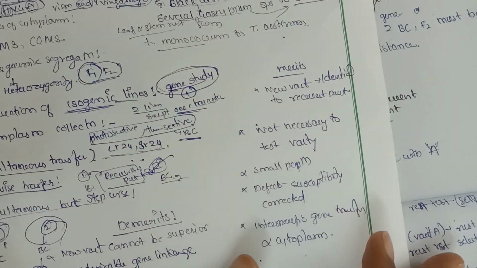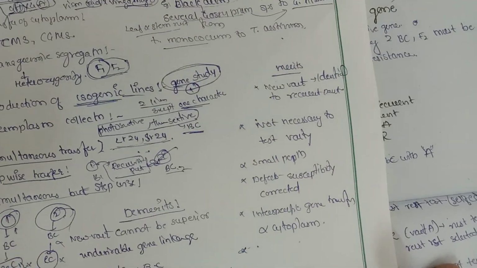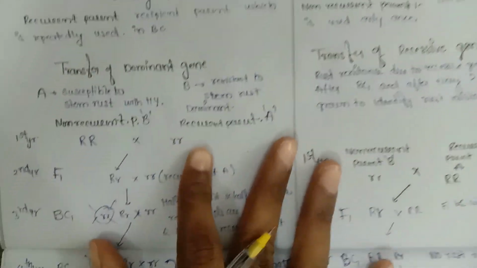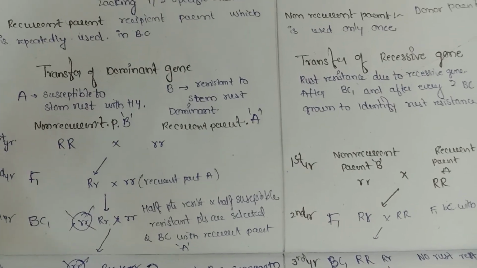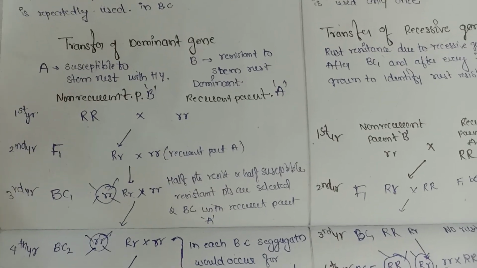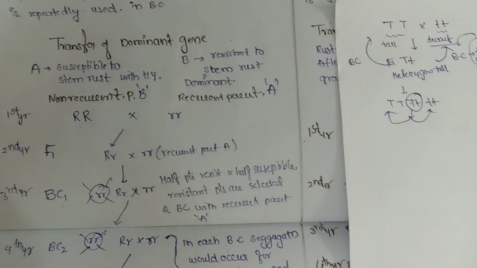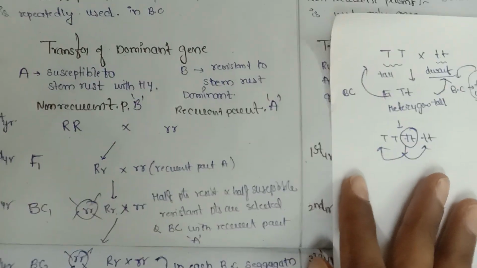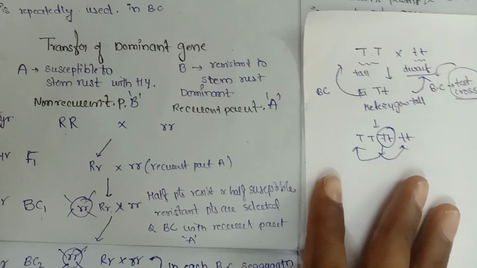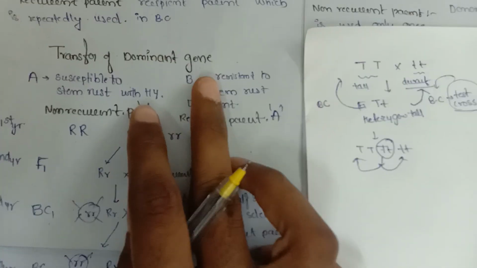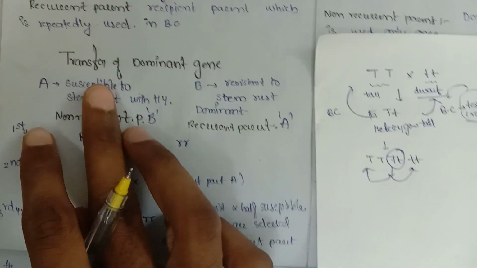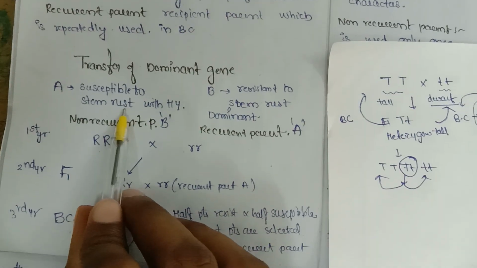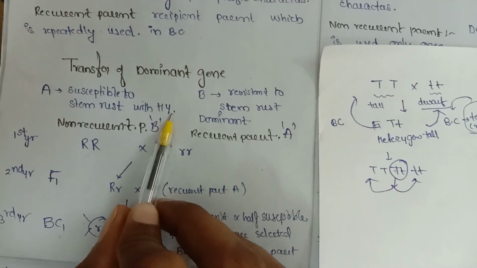Let us know what the advantages and disadvantages are after discussing this transfer of dominant gene and transfer of recessive gene. Now let us know in detail about the transfer of dominant gene. Here the dominant gene is giving the resistance to one of the strains. The strain B is resistant to stem rust in case of wheat, which is a dominant gene, and the stem rust susceptible one is a good high yielding variety.